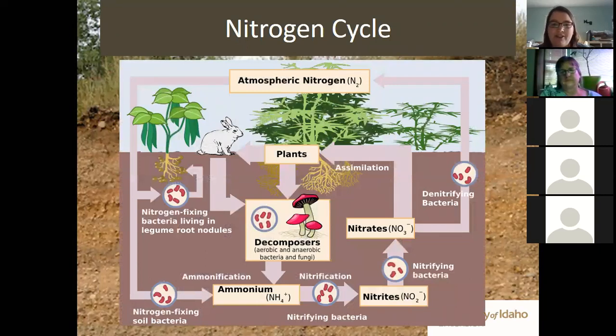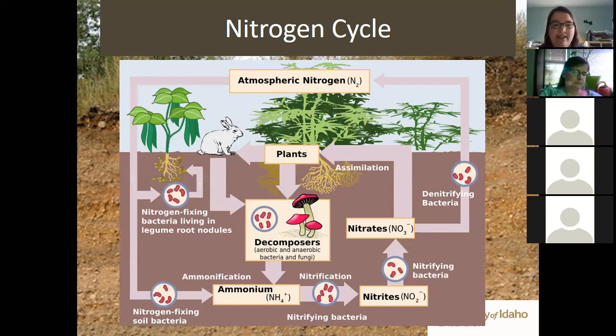So let's talk about nitrogen. Nitrogen is a really complicated cycle compared to the other nutrients. And that's because the air that we breathe, the majority of it is nitrogen. So there is a lot of nitrogen available in the air, but plants need it to be in the soil.